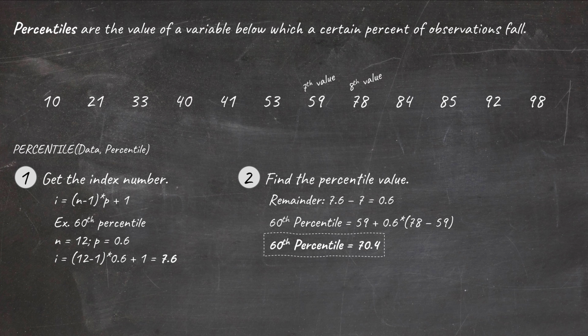So you may have taken a standardized test before and gotten results and they tell you, oh, you were in the 80th percentile. That means you scored higher than 80% of everybody who took the test. So percentiles are a nice way of understanding where certain observations would lie in a distribution.